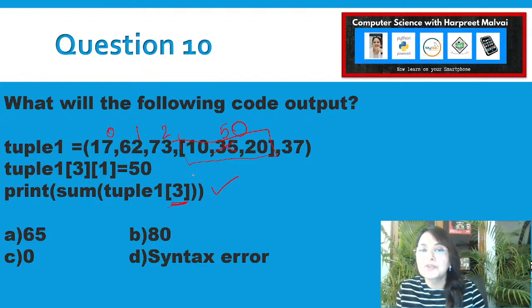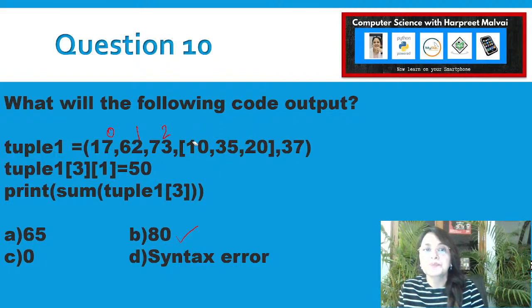yes, Dharmendra, it's going to replace 35 by 50 because it's a list and a list is mutable. So you can replace something in the list with a new number. That's the whole concept here, that although the tuple is immutable, if it has a nested list, you can change this into 50 and then add 10 plus 50 plus 20, and the sum of them is 80. So the answer is B. Some of you did get that correct. Good for you. I hope you got this, everybody.